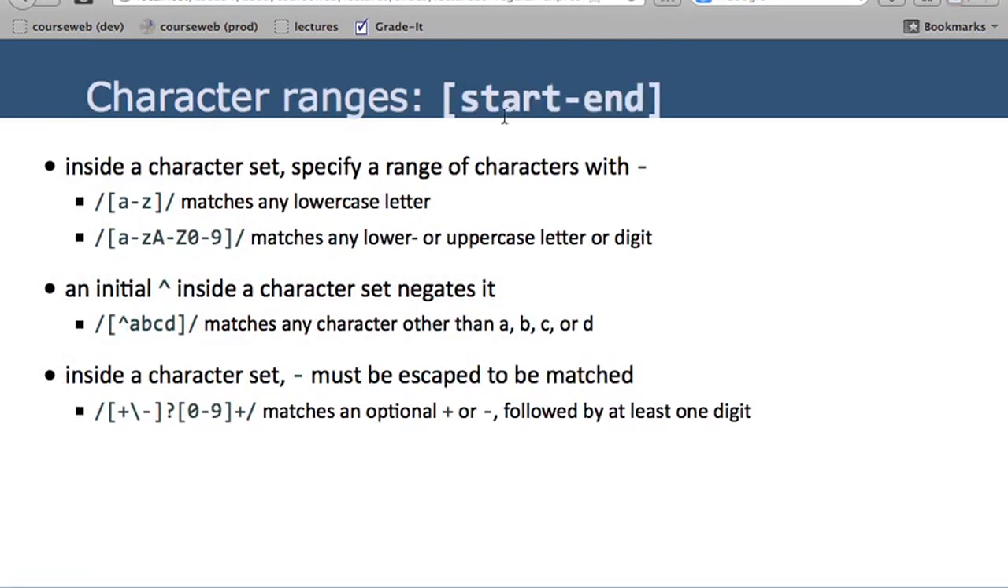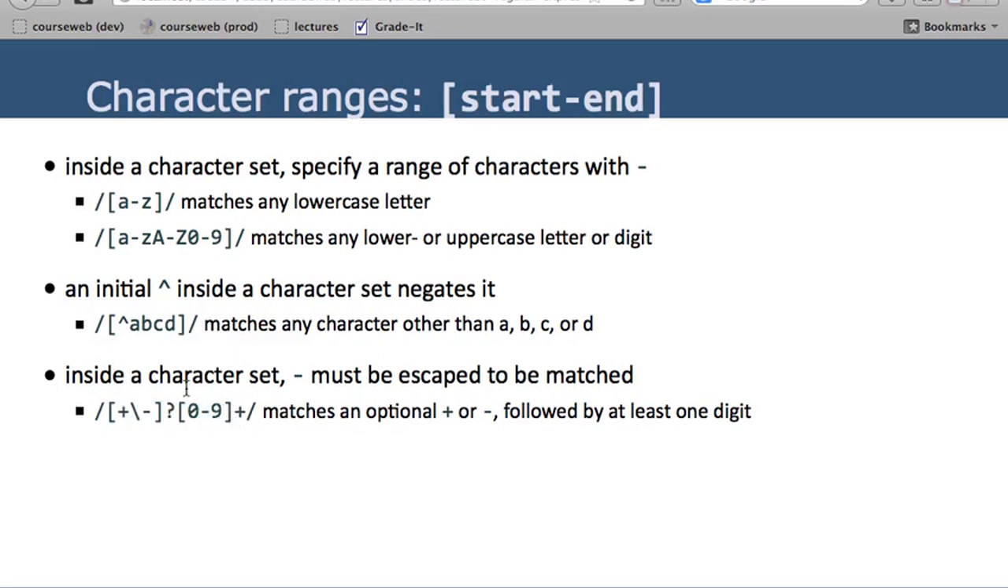So character ranges. Inside of square brackets, you can do ranges of characters. So it knows that the A character through the Z character, that's a range of characters. So it'll match anything that's lowercase. You can also do an uppercase range, 0 through 9. So this single slot here can be any of these characters. If you put a caret inside of a square bracket, that negates it. So this character here can be anything that's not one of these.